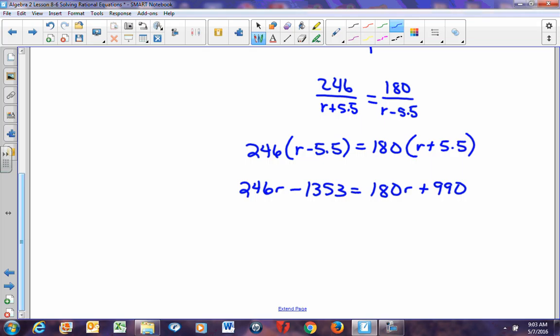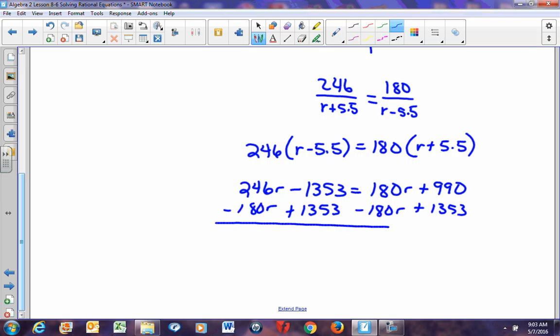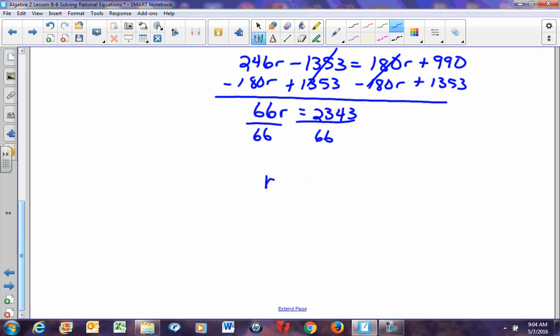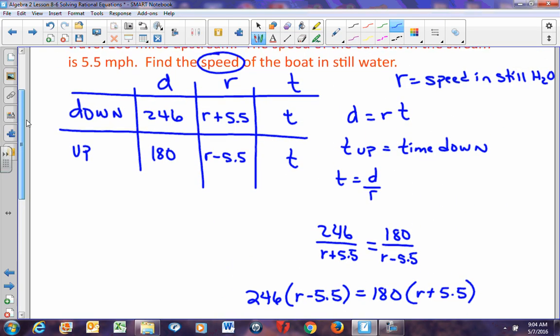Okay, so get everything equal to itself, so I'm going to add 1353 here. I'm going to subtract 180R here. Those cancel. 246 minus 180 is 66. And 1353 plus 990 is 2,343. Now all you need to do is divide by 66. R will equal 35.5. And that's R, it happens to be the speed of the boat in still water, and that's what I was supposed to find.